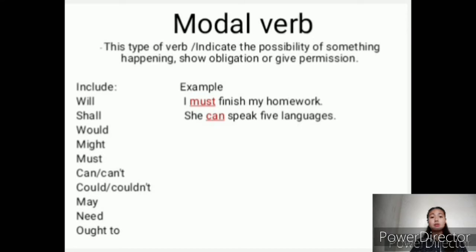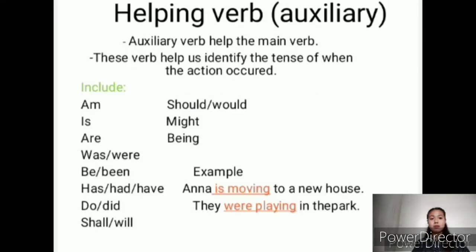8. What is a modal verb? This type of verb indicates the possibility of something happening, shows obligation, or gives permission. These include will, shall, would, might, must, can or can't, could or couldn't, may, need, ought to. For example: I must finish my homework. She can speak 5 languages.